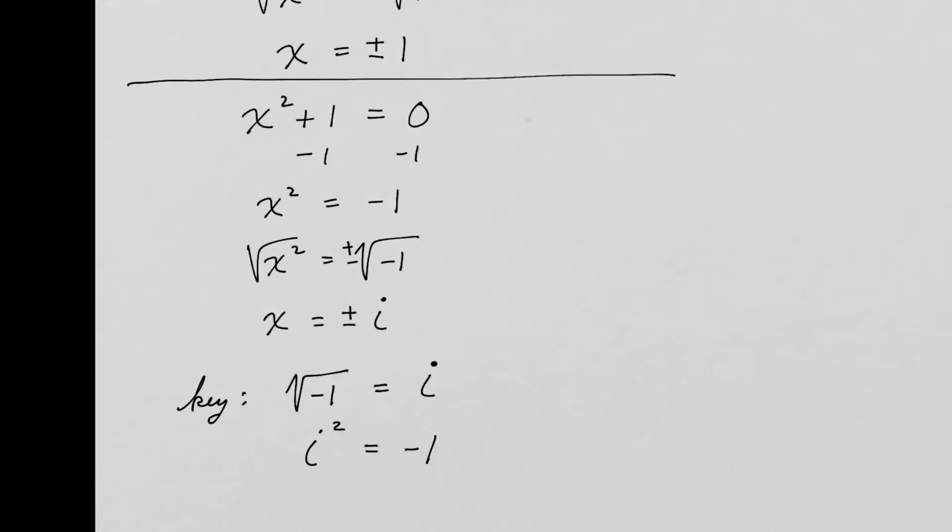Okay, so let's see how this is going to help us. Let's say I'm asked to simplify the square root of -64. Okay, so normally if I'm just dealing with real numbers, there's no answer, right? There is no real number such that when I take the square root of -64, I get some answer.